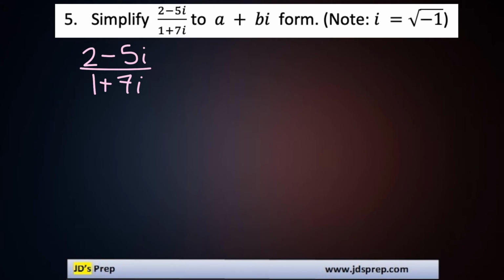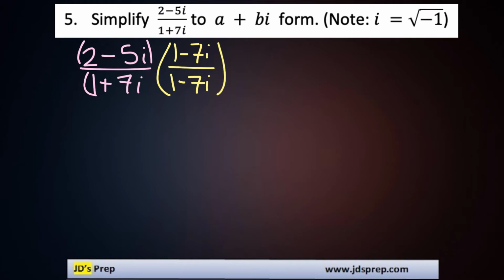In order to simplify the given fraction here, we need to multiply both the numerator and the denominator by the conjugate of the denominator. And that's because we cannot have an imaginary number in the solution of our expression, I guess. So our conjugate here is going to be 1 minus 7i, and we will do the same thing in the numerator. Okay, so we're going to expand both our numerator and denominator using FOIL.